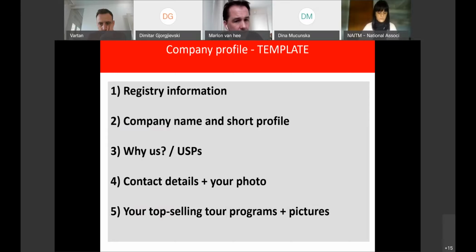So the template, again, it's like 5 parts. To start with registry information. Then the second part, your company name and a short profile. Then why us? So again, this is where you put your unique selling points. Then contact details, and most of you added the picture. And then the final item was your top selling tour programs. And for each tour program, you were asked to also add one or a couple of photos, pictures.